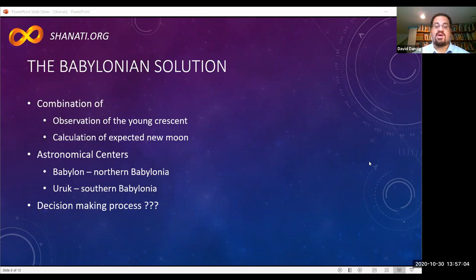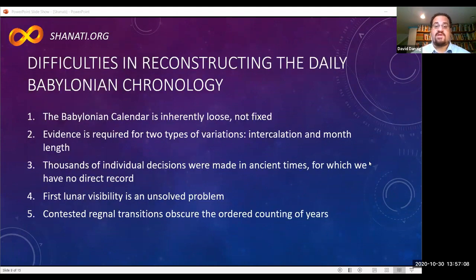Due to all of these factors, there are four main issues involved in working to reconstruct the Babylonian chronology, meaning the sequence of days of the Babylonian calendar as it was actually reckoned in ancient times year after year. These problems include the annual and monthly variability built into the calendar, the large number of individual decisions that were made in the reckoning of annual and monthly time in Babylonia, our lack of direct knowledge of those decisions, and our uncertainty regarding the expected astronomical visibility of the young crescent.